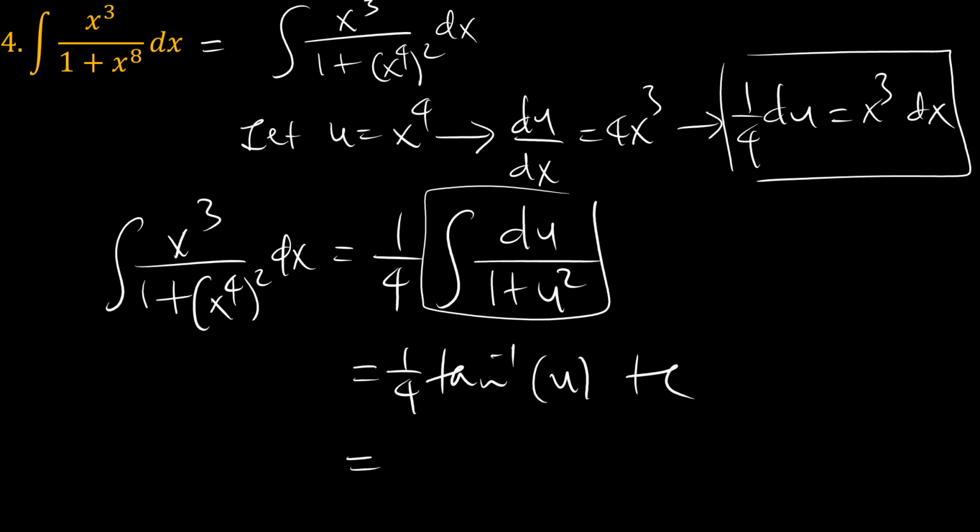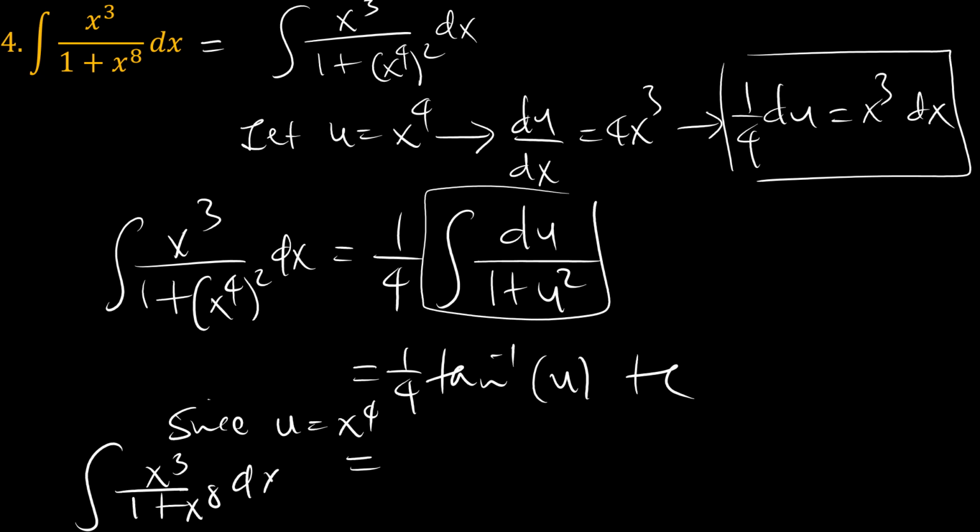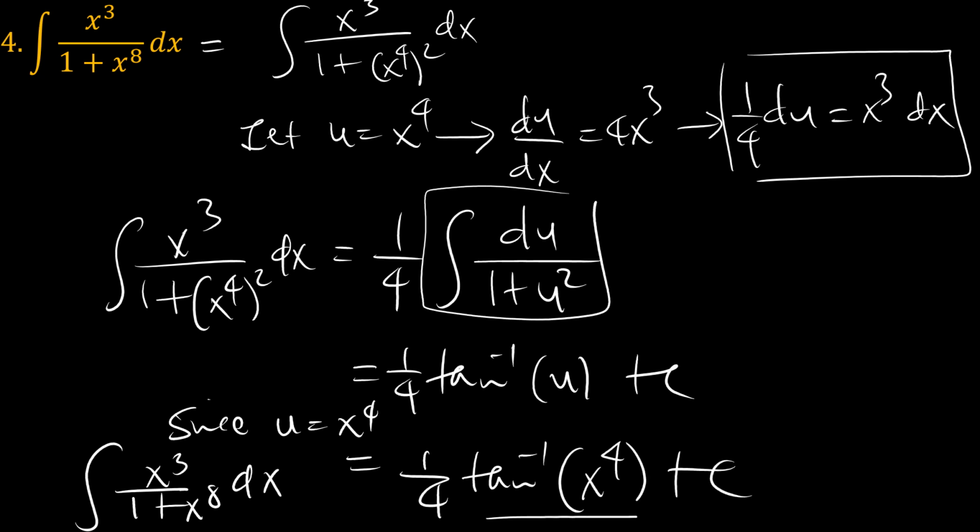Since u is equal to x to the 4, we can now say that x cubed over 1 plus x to the 8 is equal to a quarter arctangent of x to the 4 plus c. And that is the answer. So we may want to align our equal sign here, if you are super OCD about it. That is our answer.